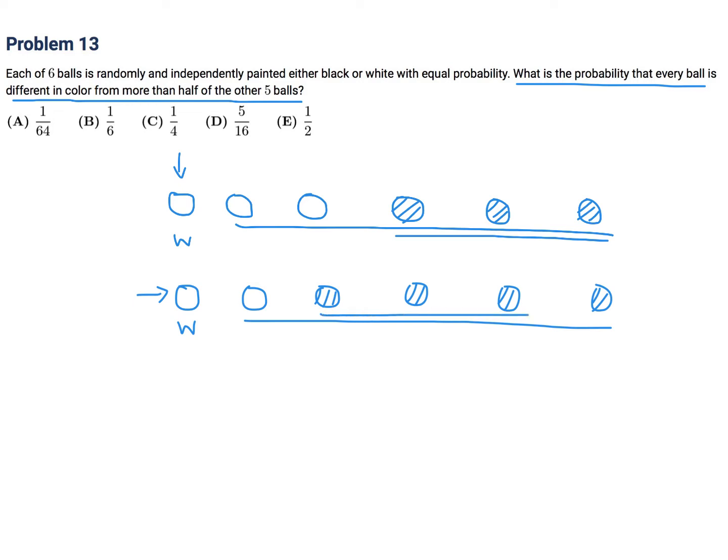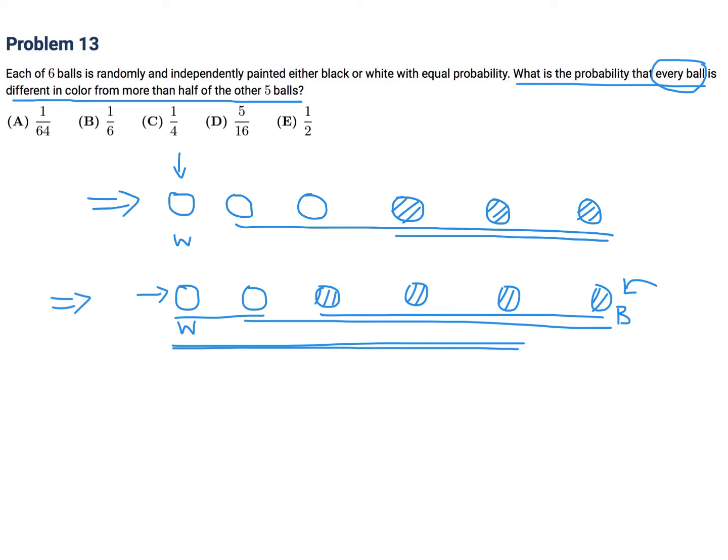Sure. But remember, every ball, this has to hold true for every ball. In this scenario right here, if we concentrate on this ball, then it's no longer true because this ball is black. Is it a different color than more than half? No, because if you look at the other 5, only 2 are a different color, and 2 does not represent more than half of those 5. You see what I'm saying? So this scenario is the only one. You got to have 3 white, 3 black.